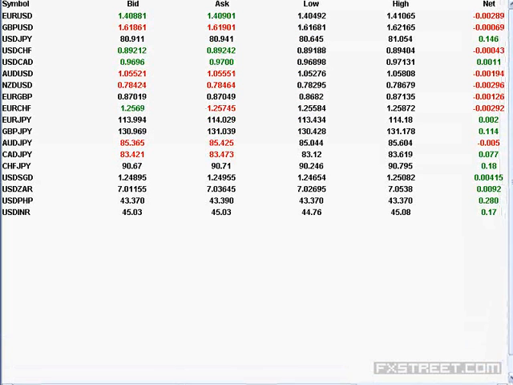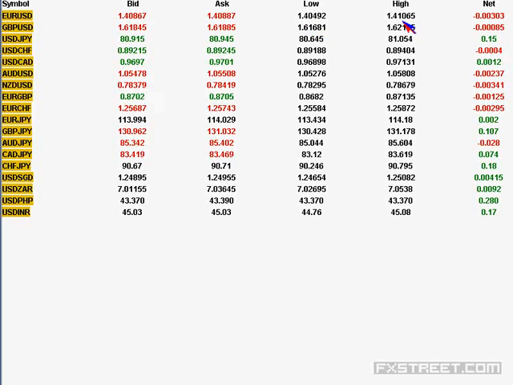Now currently Euro is trading around 1.4088, 1.4090. 1.4049 happens to be the low, below that of the psychological level 1.4050, and the high is 1.4106, and 30 pips negative net change is seen. And in the case of GBP, we come across 8 pips negative net change.